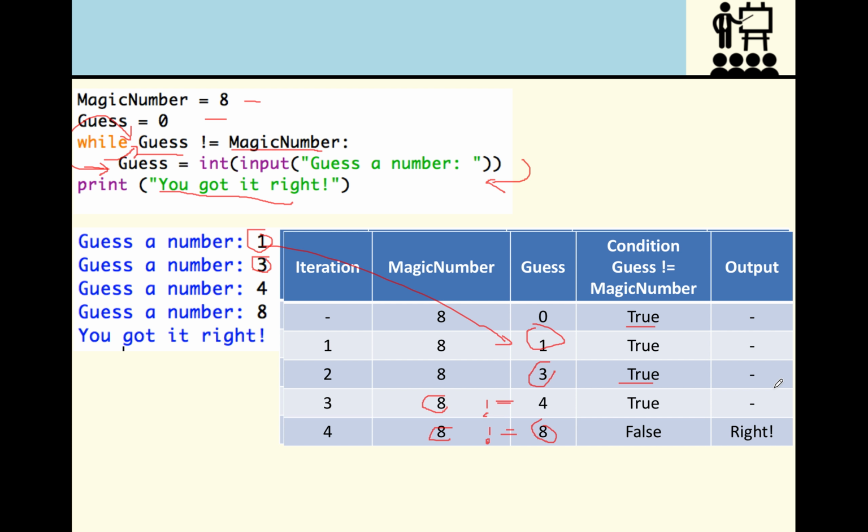So watch this video again. What you can even try and do is code this up yourself. Change the number 8, have a friend guess the number, and see how it works. And that's really how you get to grips with a while loop.